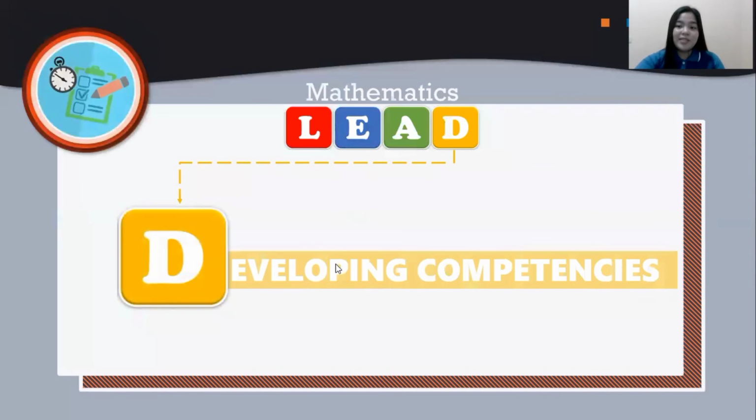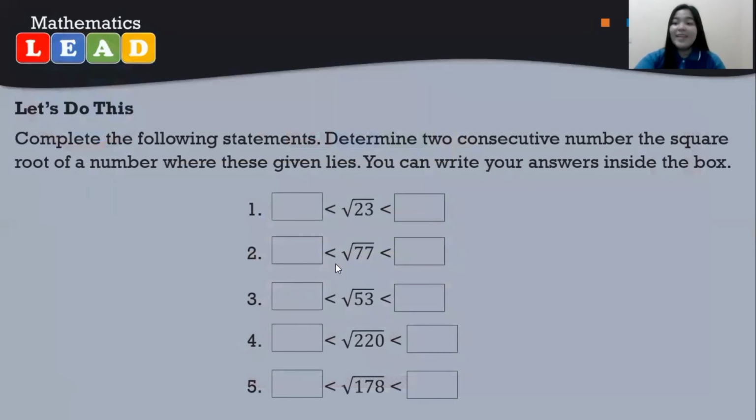Let's try to answer these developing competencies. Let's do this. Complete the following statements. Determine two consecutive numbers between which the square root of the given number lies. You can write your answer in this box. You can pause the video so you will have enough time to answer the activity.